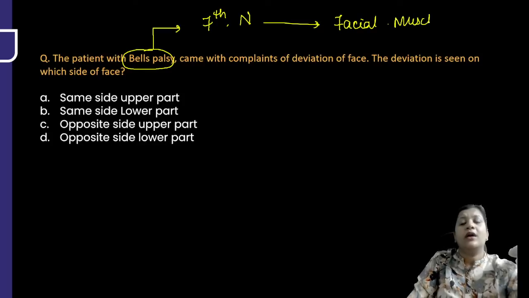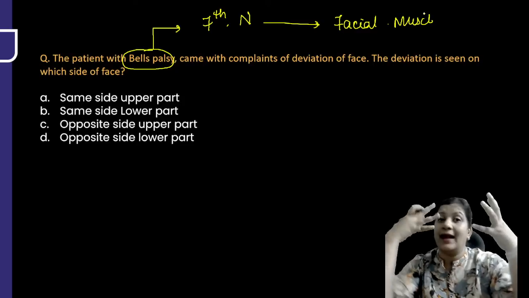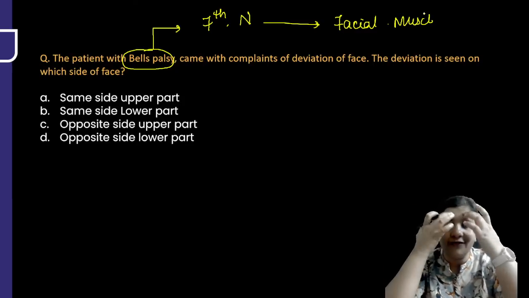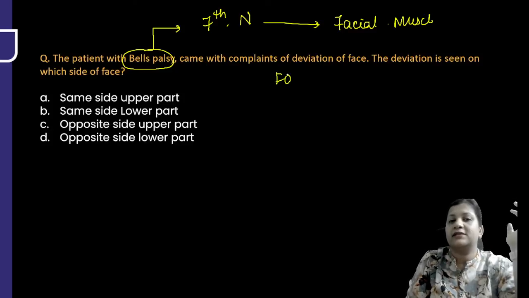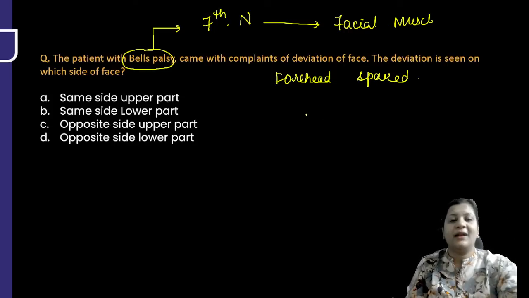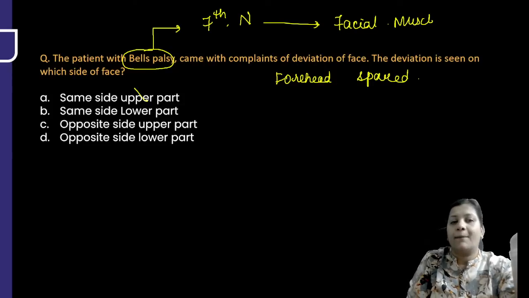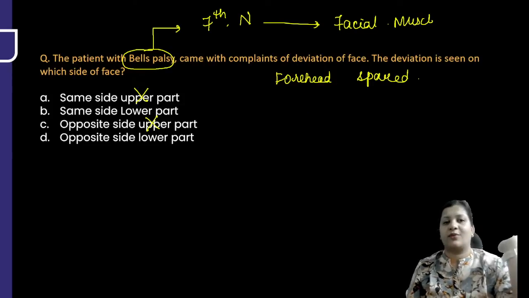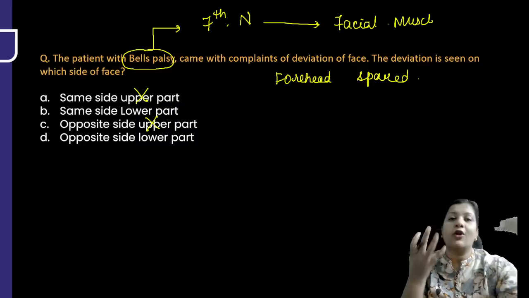Now we know that the forehead receives bilateral innervation. So whenever we talk of Bell's palsy, the forehead is spared. So if the forehead is spared, can there be deviation on the forehead or the upper part of the face? No. So the upper part you can easily rule out. Now, same side lower part or opposite side lower part.